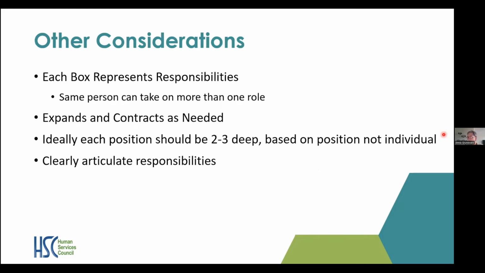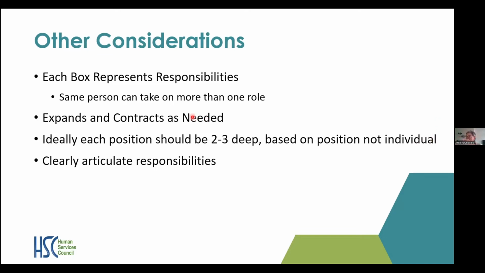So now I just want to look a little bit at other considerations. Some of them we already talked about, but one thing I want to mention is that each box really represents responsibilities. We looked at that basic structure that most of you could probably adapt and use.